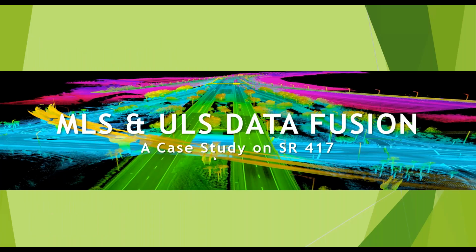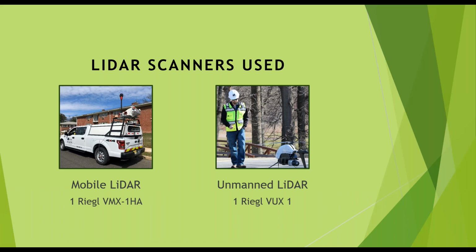Now what I'd like to do is actually talk about another project. This is a project that is starting to be highlighted across the board. It uses truck-mounted mobile LIDAR scanning and ULS, or unmanned LIDAR scanning, data fusion. This was State Route 417 in Florida. The two LIDAR scanners used were a Riegl VMX-1HA and a Riegl VUX-1.